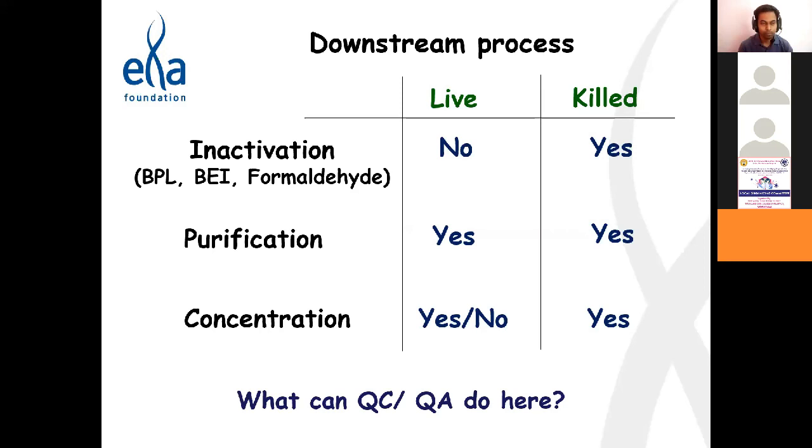So what can QC and QA do here? They can do a lot of things. They can check for sterility. They can look for how much residual BPL is there. Once we add BPL for inactivation, they look at whether residual BPL remains, and they look at inactivation kinetics: how much BPL is added, and how much time it takes for the virus to inactivate. Based on this documentation, the process goes forward.